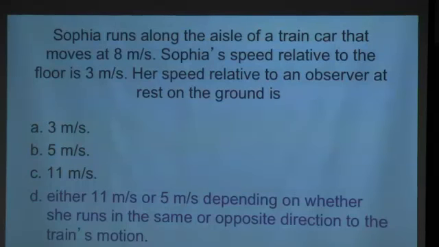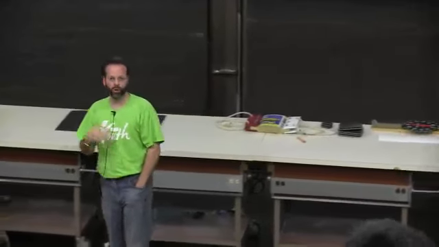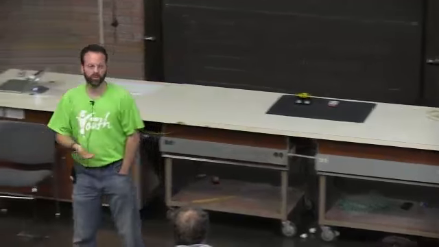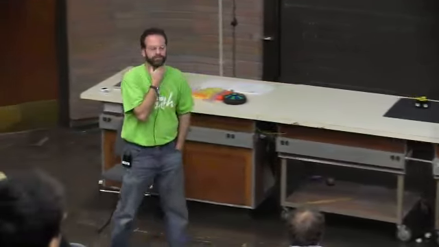I answered C, because I was assuming one direction, and I thought about it, yeah, D is right. Yeah, that's usually where people miss this: they assume one direction, you get one answer. You assume the other direction, you get another answer. But it didn't give you the direction, so D is the correct answer.